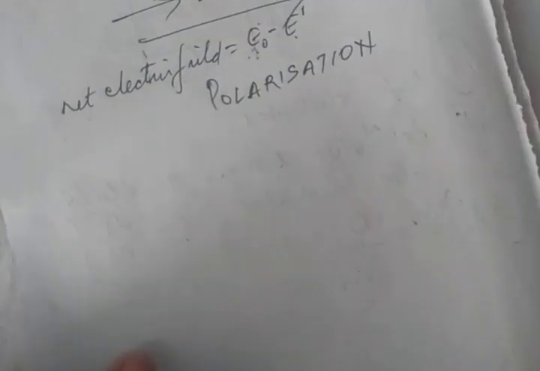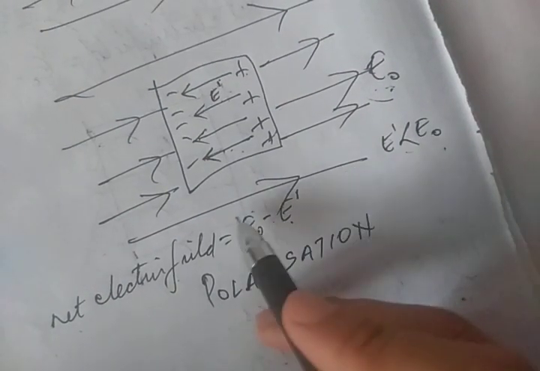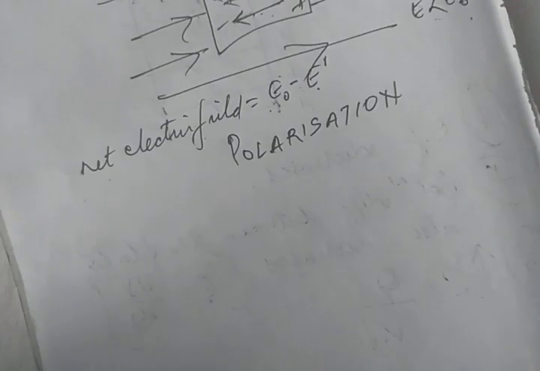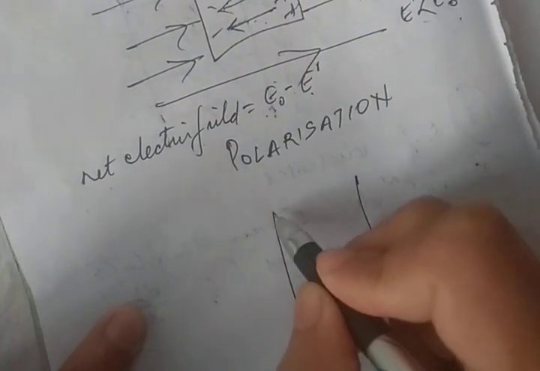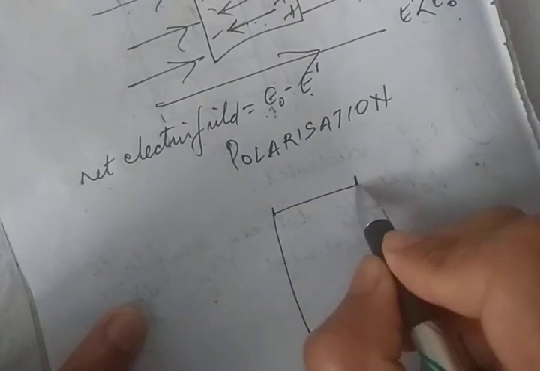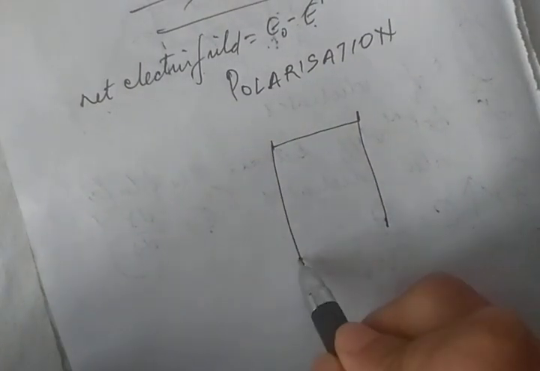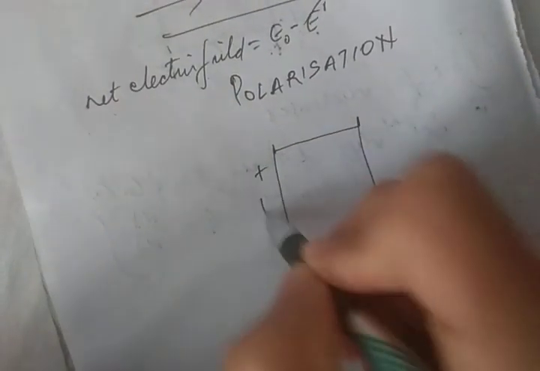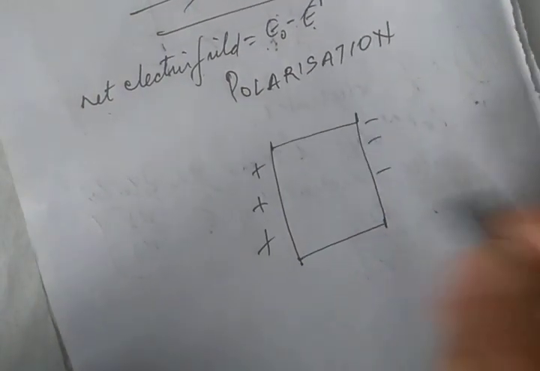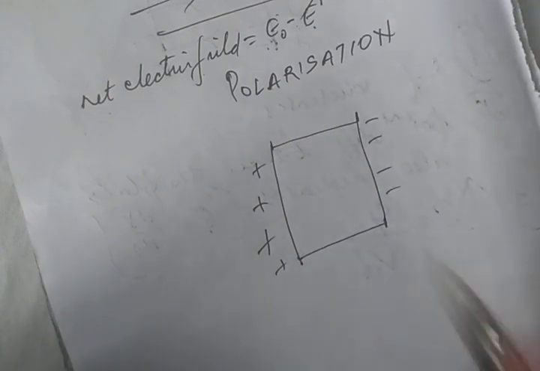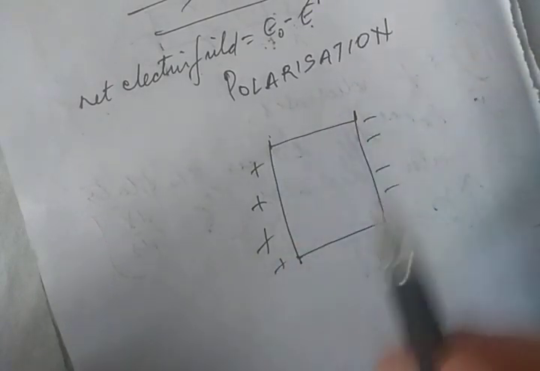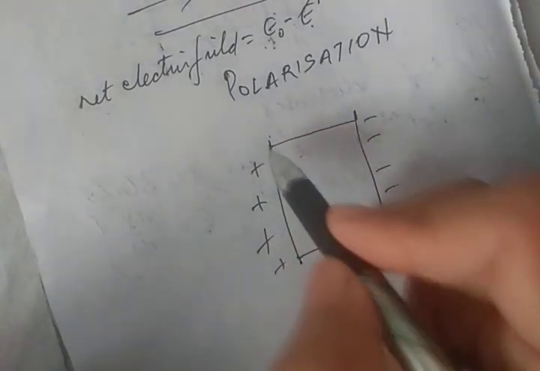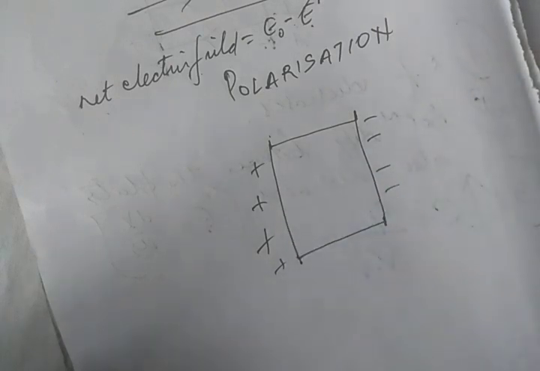Now this decrease in electric field is very useful when we talk about capacitors. Like I've already told you about a parallel plate capacitor, the space in between the two plates is filled up by a dielectric. When you fill up the space in between the two plates of a capacitor with a dielectric, the electric field in between the two plates decreases because of the presence of this dielectric substance.